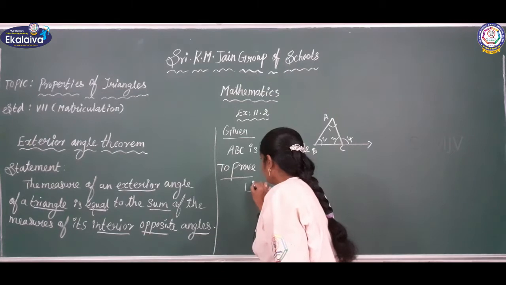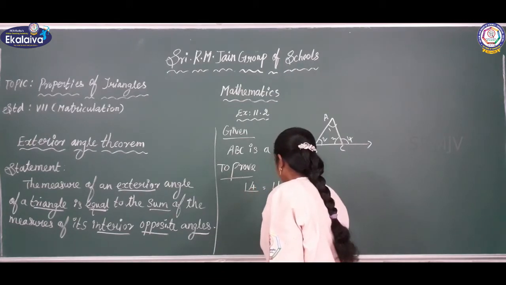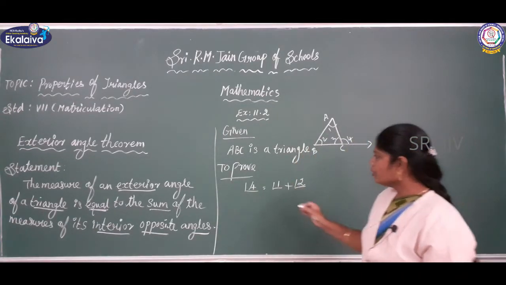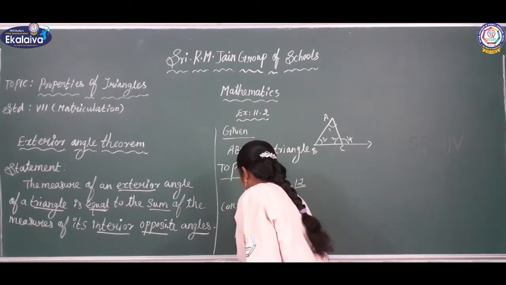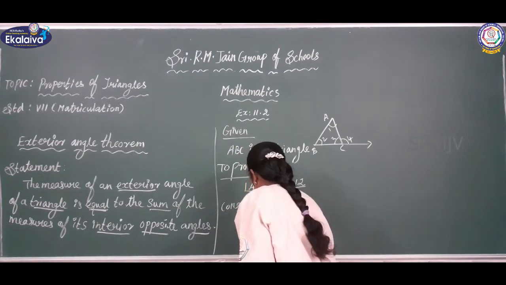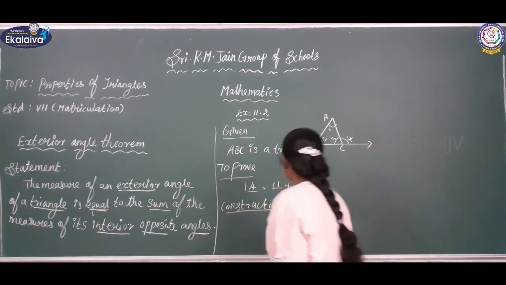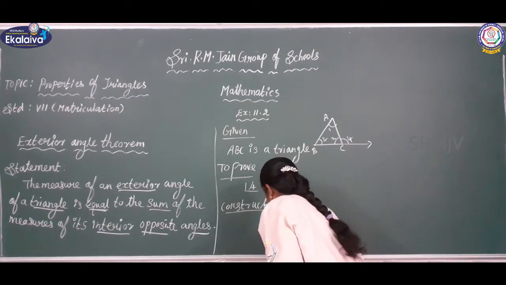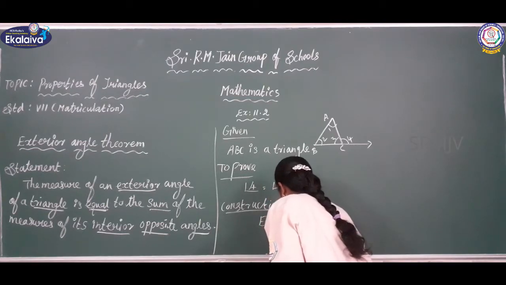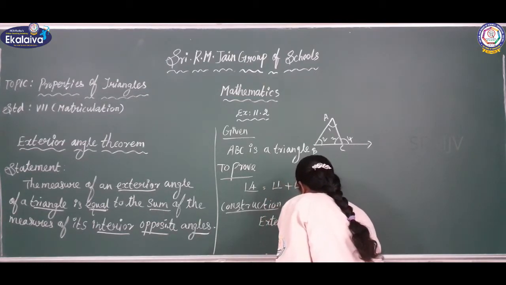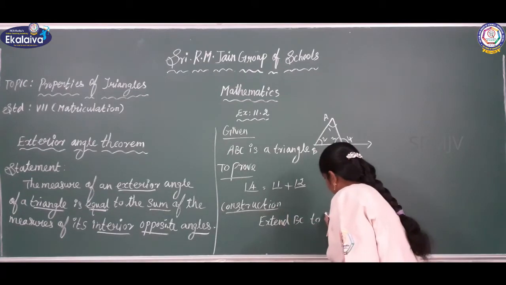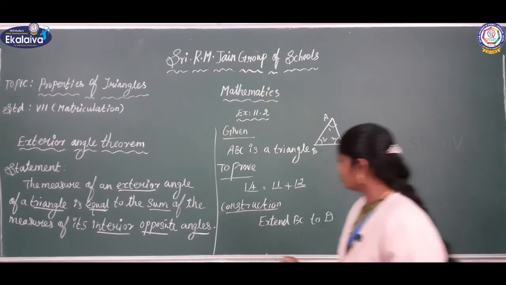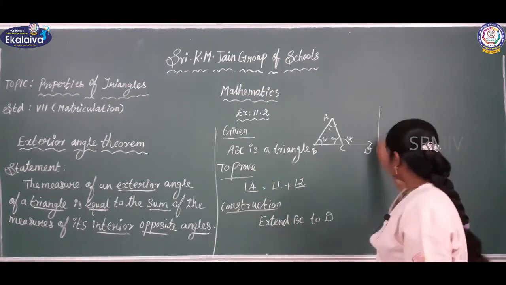So what we are going to prove? Angle 4 equal to angle 1 plus angle 2. This we are going to prove. Okay. So construction, what we did in the diagram? We extended the line. So extend BC to D. Extend BC to D. Okay, we extended this line to D. Then the proof we are going to see, that I will write here.